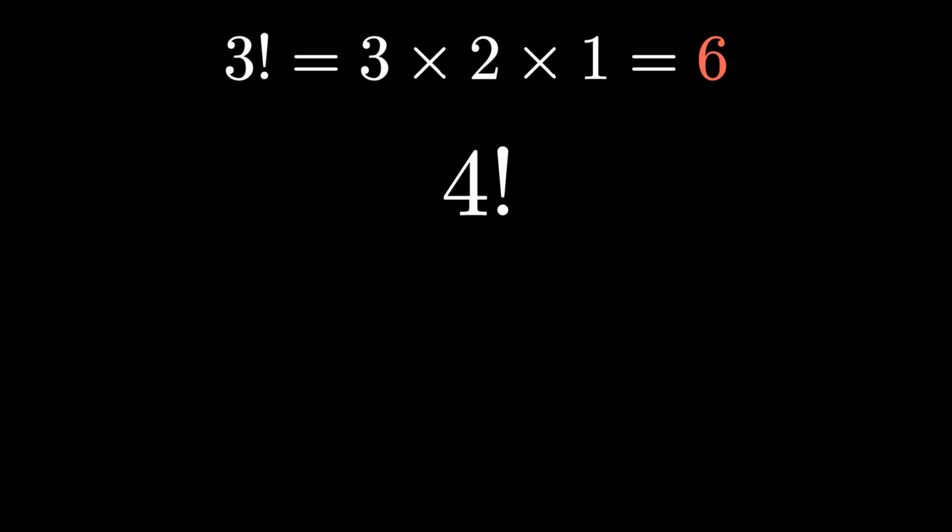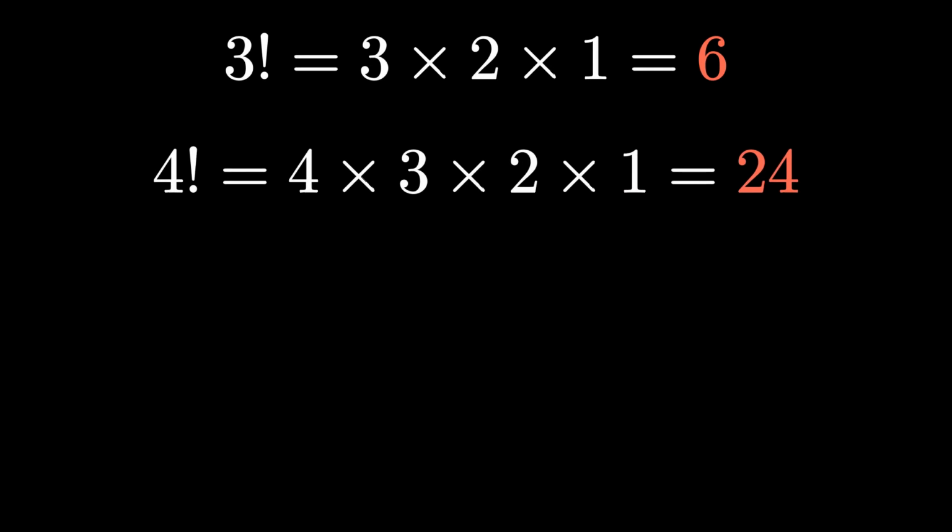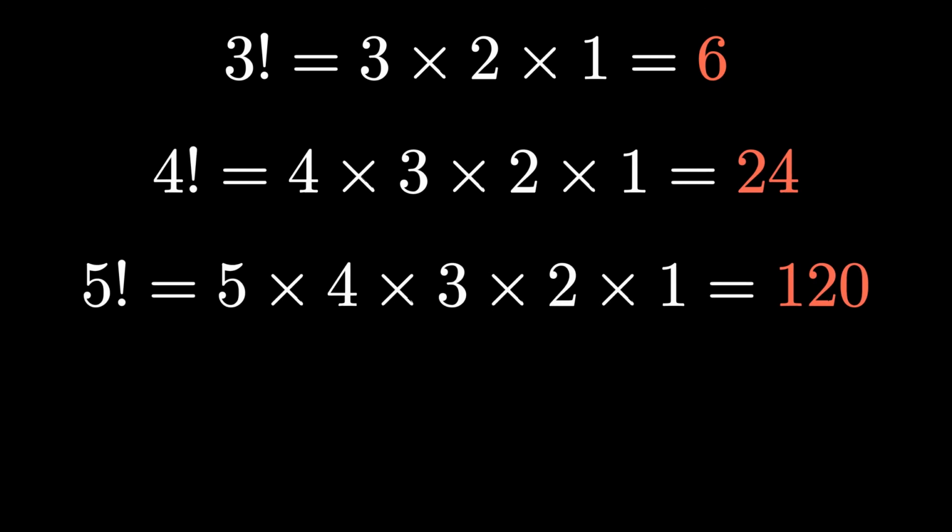Let's say we had 4 factorial. 4 factorial is equal to 4 times 3 times 2 times 1, which is 24. And 5 factorial is equal to 5 times 4 times 3 times 2 times 1, which is 120. So you're probably seeing a pattern here. Basically, to calculate the factorial of any number, you take the product of that number and all its descending consecutive numbers until 1. And then you have the factorial of that number.